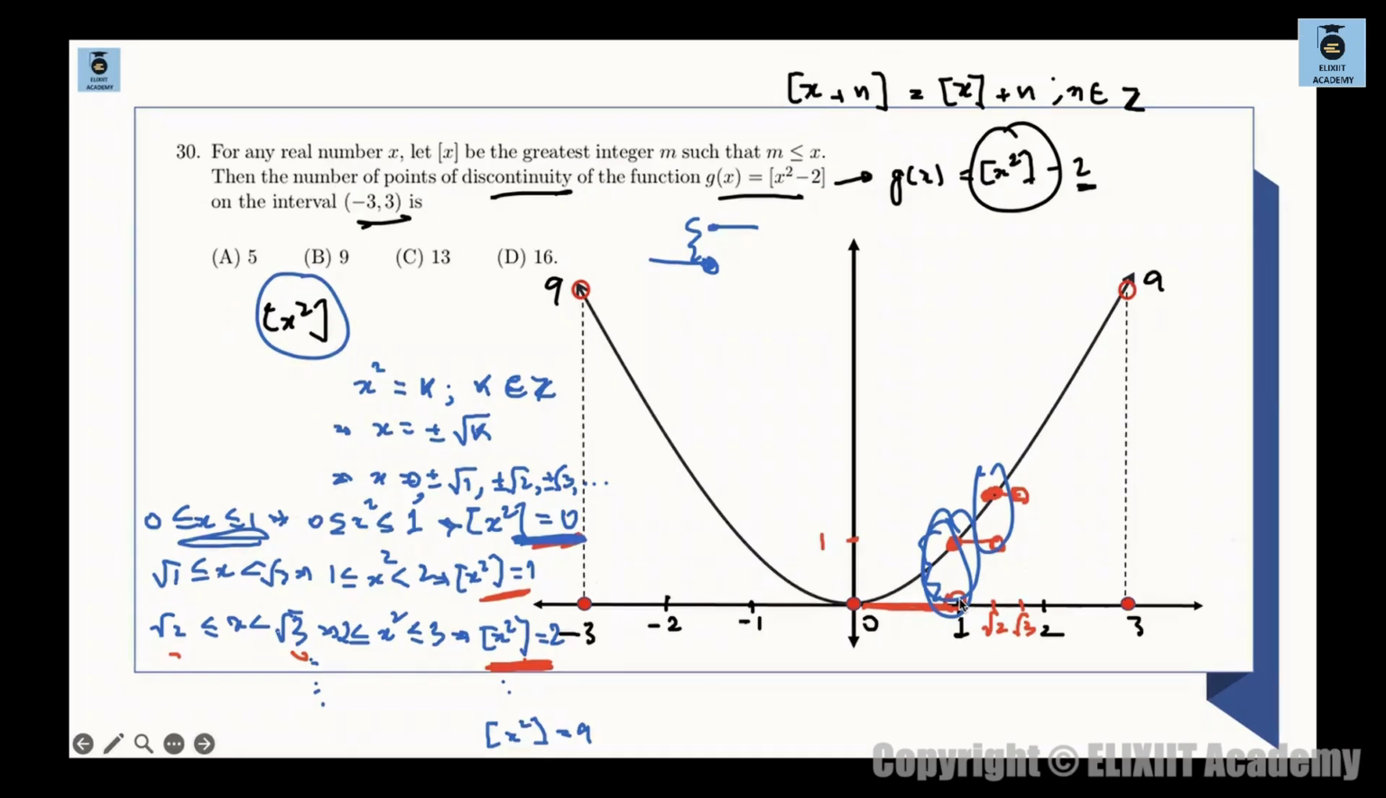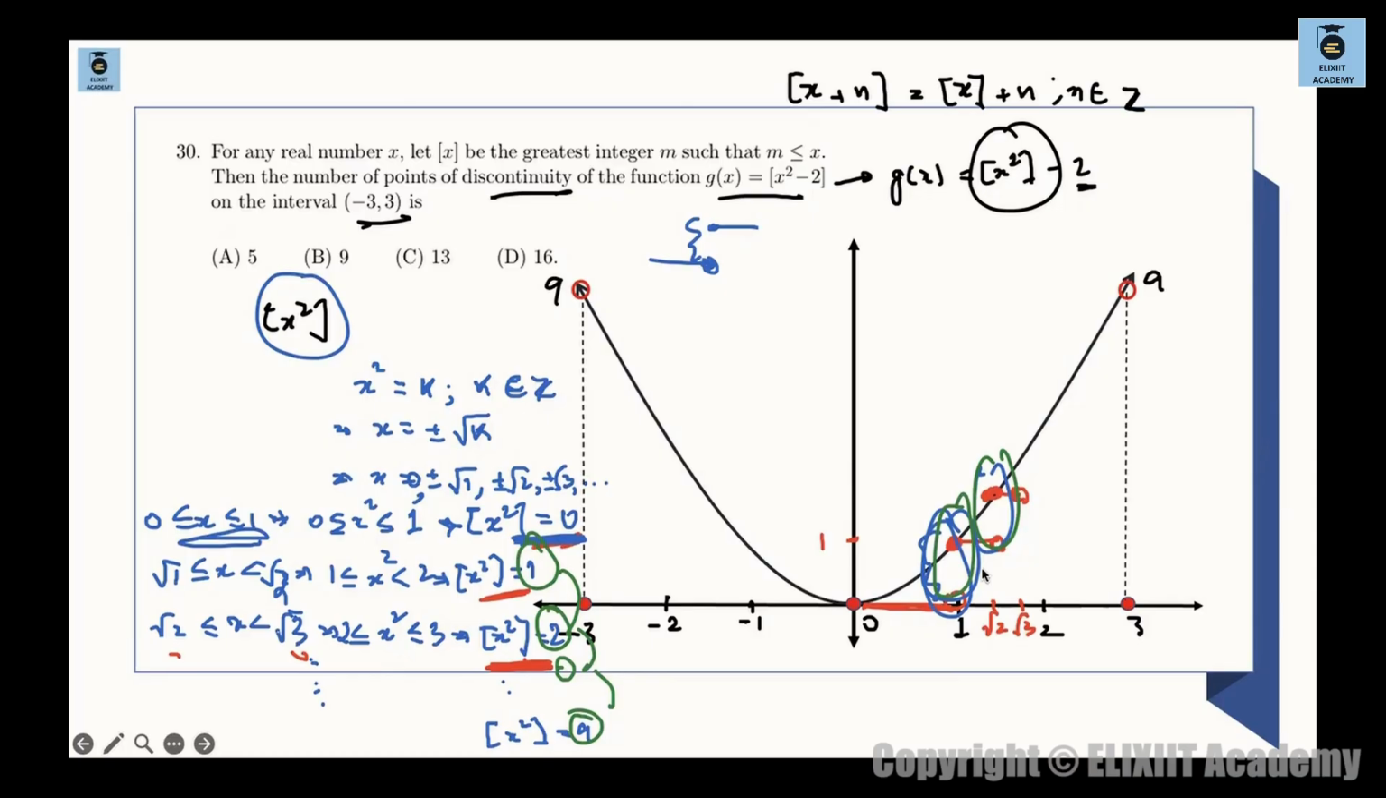It starts from here, from 1 to √2, so it starts from 1 itself. So think of each point after 1, when box of x square becomes 1, for each of these points we'll find different points of discontinuity. So how many such points will be there? 8 points are there, starting from 1.